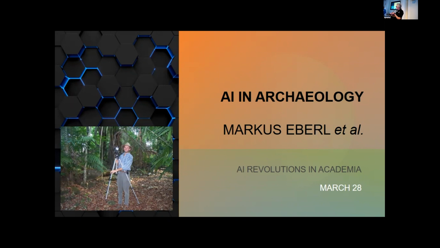but it's also even exciting seeing your students and your postdoc adopt these tools and become so proficient that they are now writing and coding and getting published using these techniques. So, Markus Eberl.